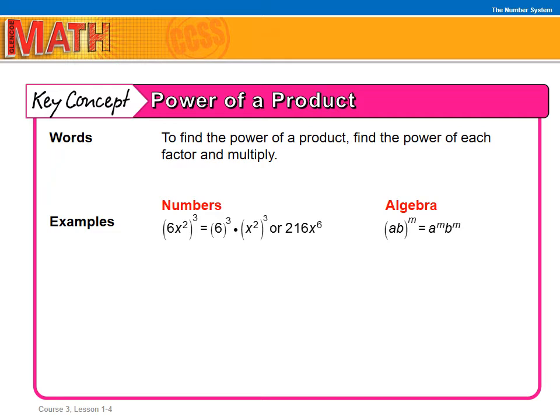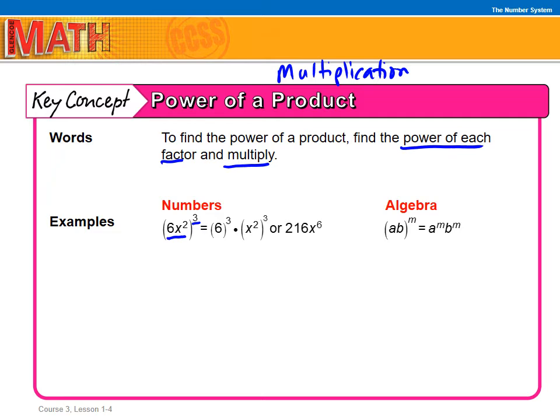Key concept: power of a product. Now remember, the word product means multiplication. So to find the power of a product, or when we're multiplying, find the power of each factor and multiply. With numbers, we have 6 times x to the second power, raised to the third power.